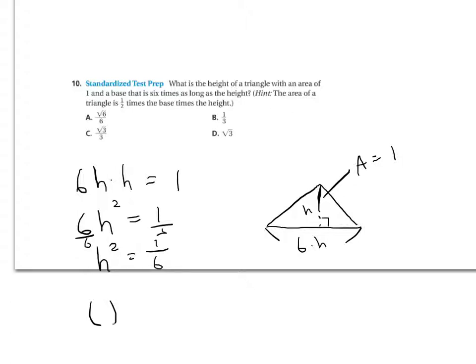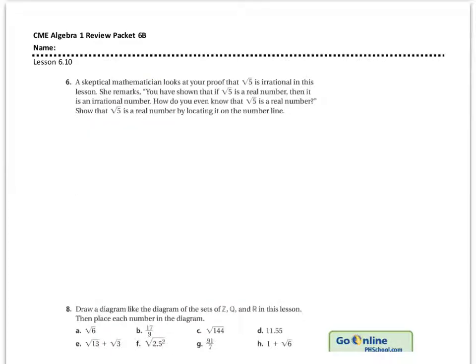What number squared equals 1 over 6? You can find that out by taking a square root of that, because the square root of 1/6 to the second power is 1 over 6. Therefore, the height is the square root of 1 over 6. That's the answer. And that's the end.